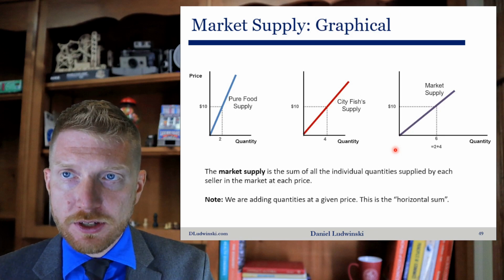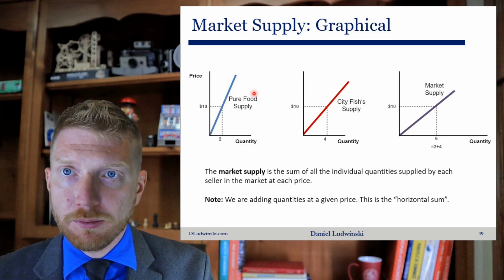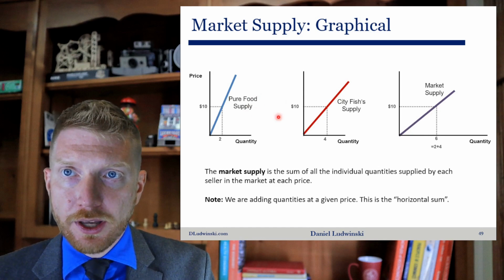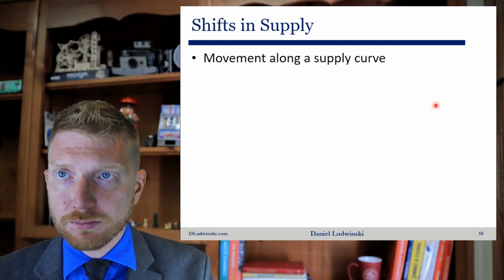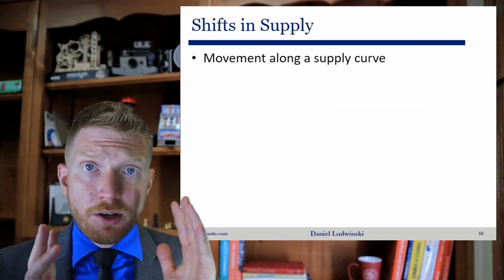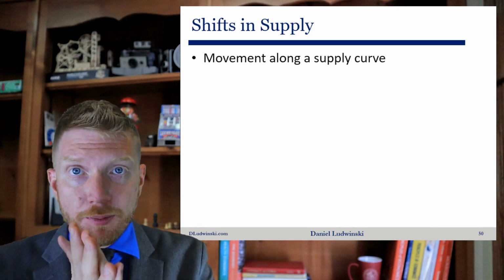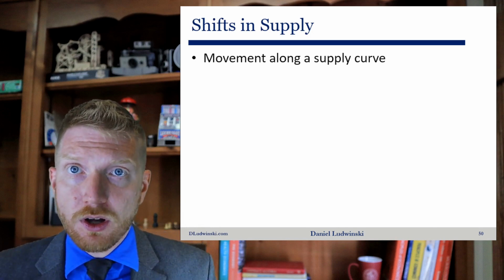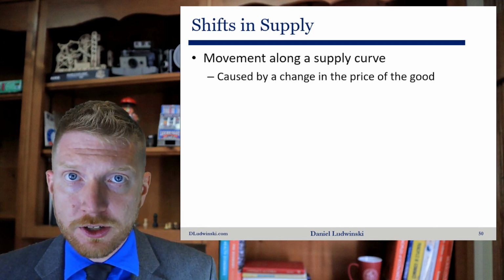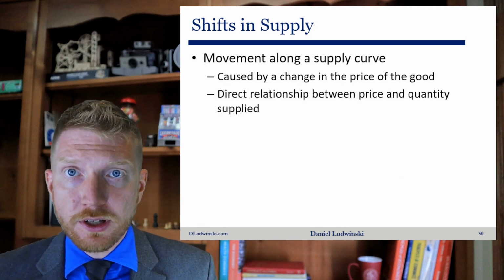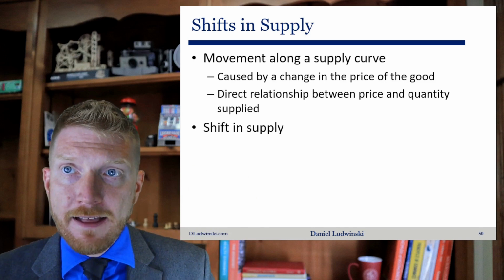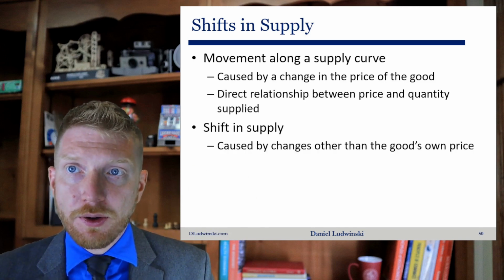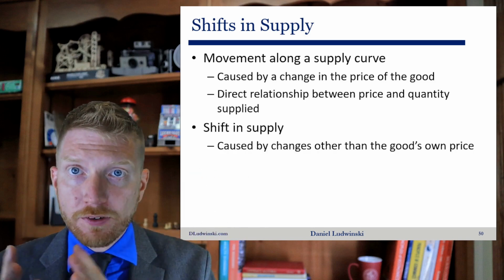Finally, we can do this graphically as well. Looking at Pure Fish Food, City Fish Food, and the market supply. We want to differentiate between movements along the supply curve. These are caused by changes in the price of the good. This is that direct relationship between price and quantity supplied, and shifts in supply. These are where the entire curve is moving.